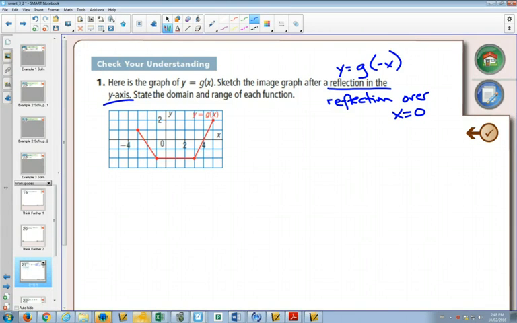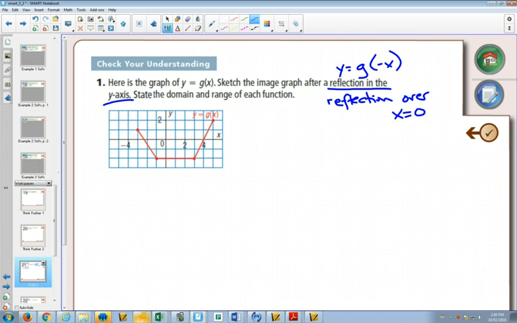So you'll see on final exams that every once in a while they'll choose one of these three ways to ask you to do the same thing. So you have to be able to interpret that language. I think reflection in the y-axis is the easiest one because it's really visual and easy to see. This one's not so bad because you can see the negatives with the x. I think the hardest one is when they say reflect over the line x equals 0, because x equals 0 is the y-axis.